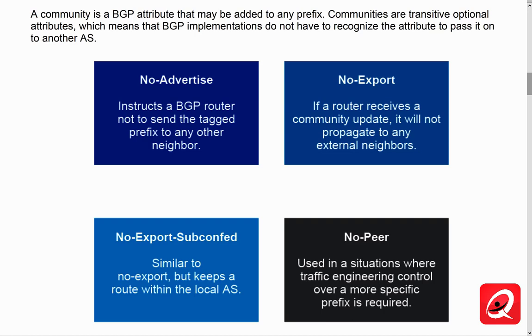And that goes a step further, and it tells the router to not advertise the prefix over BGP at all. Relatively straightforward. We have a no export subconfed, which is FFFFFF03, and it does something similar, but in networks using confederations to limit the number of IBGP sessions that we might have in that BGP environment.